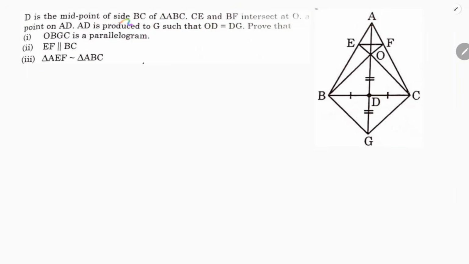D is the midpoint of side BC of triangle ABC. So clearly they told that AD is the median. These two sides are equal. CE and BF intersect at O, a point on AD.